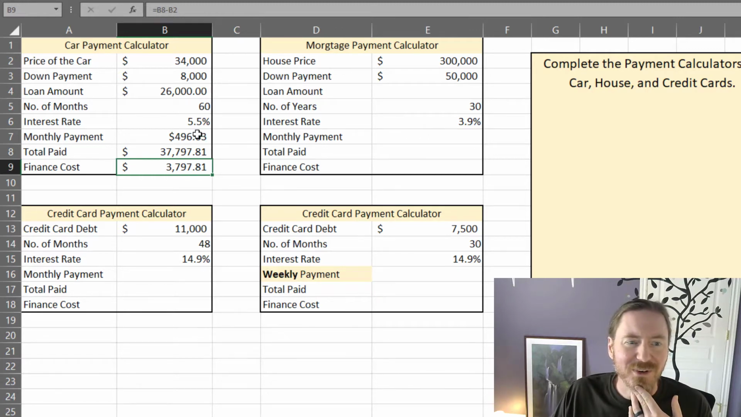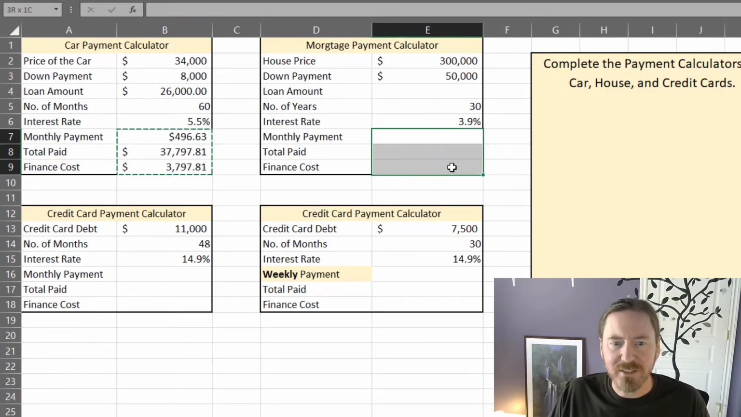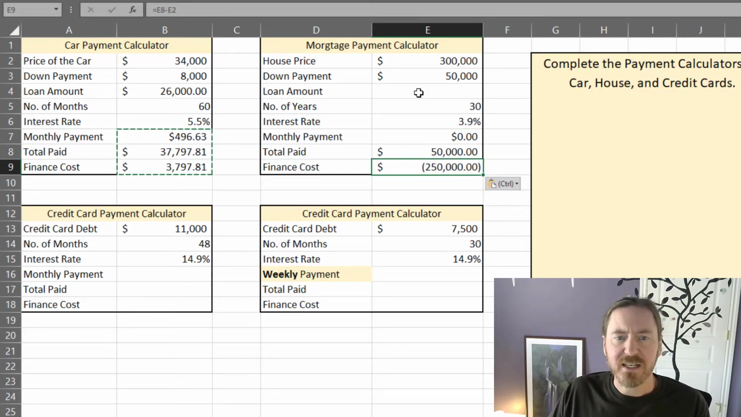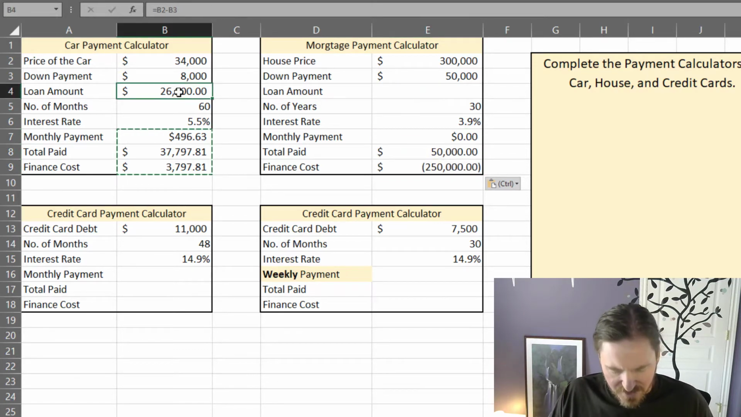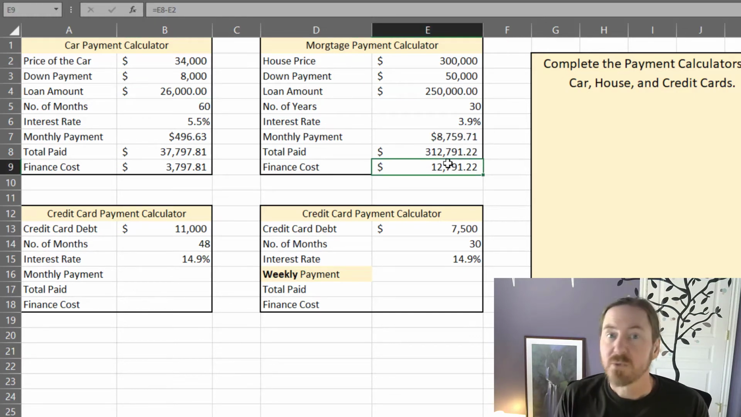You know what? I wonder, could we copy and paste? Let's find out. I'm going to copy all of that and paste it over. And okay, so we know we're going to have to fix some stuff, right? I got to get that loan amount in there. Let's try that one. Copy that, paste, and there we go. Okay, we're definitely going to have to fix this.